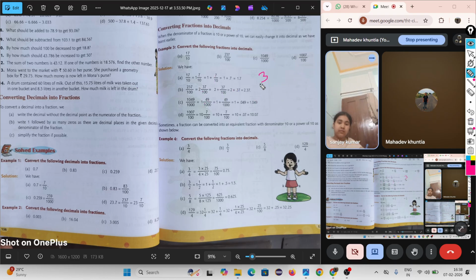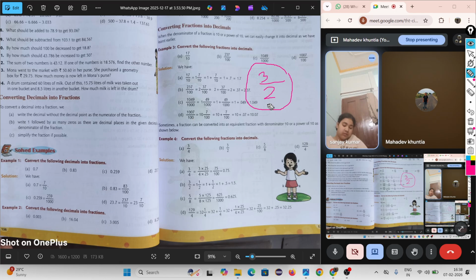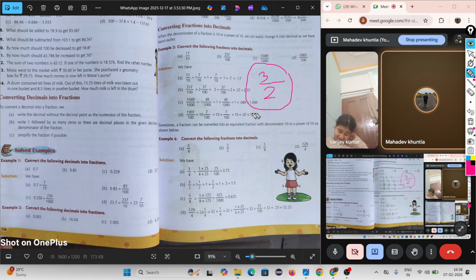Now 3 upon 2. Look at the denominator. Is it 10? In 3 upon 2, what is your denominator? 2. Can we convert this 2 into 10, 100 or 1000? Yes, 10. What do you multiply with 2 so that the result becomes 10? 5.